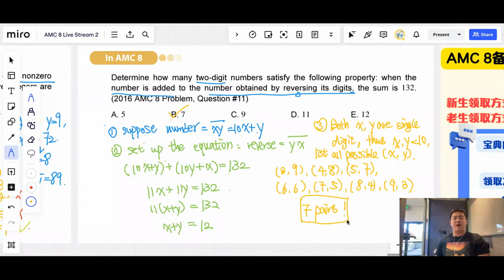Okay, 7 pairs. So you see this kind of question, once you understand how to set up the equation, then you never miss any of the possible cases. You count them one by one, case by case. You should be very comfortable when you see one of these problems on the exam, okay?